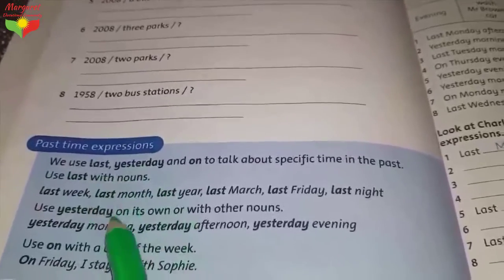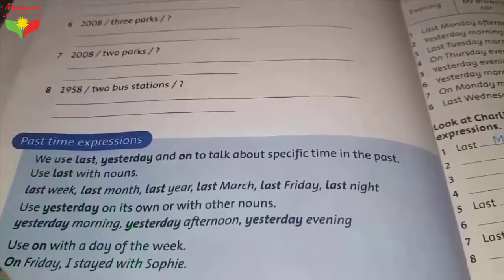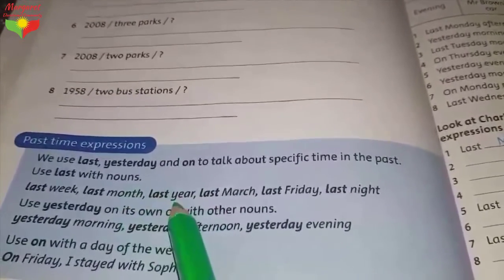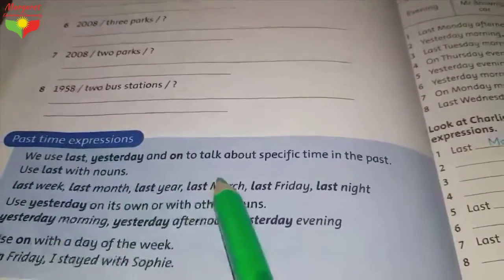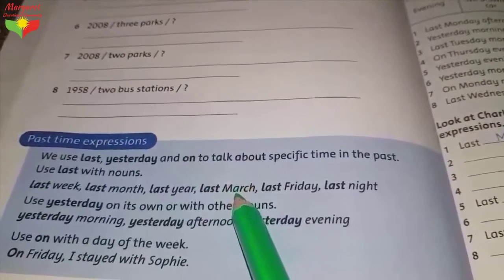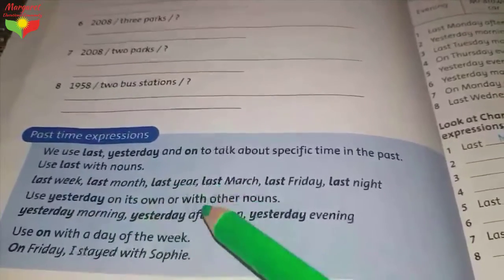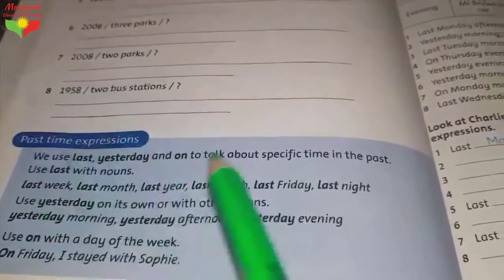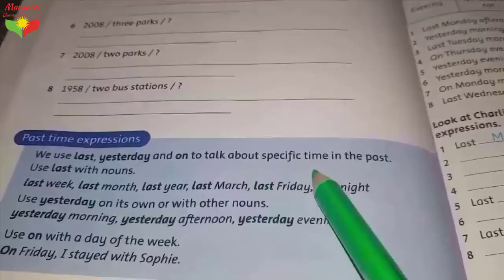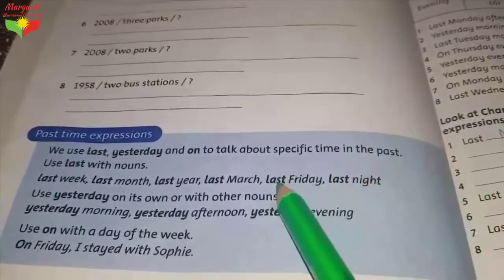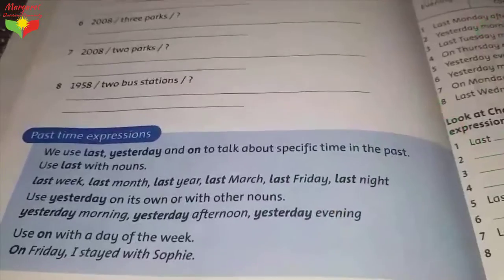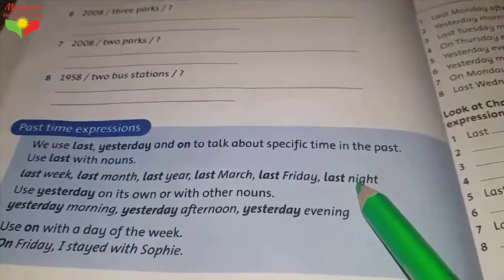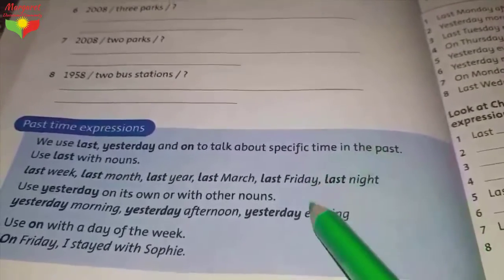Last month, month also is a noun. So last month it will be مانگی رابردو. Year, last year, because year is a noun, so we used last with a noun. So last year, سالی پر یا سالی رابردو. Last March, because March is one of the months: January, February, March. Last Friday, Friday is also a noun and it's one of the days of the week, so it will be last Friday. Last night, it means شبي رابردو. Night also is a noun.